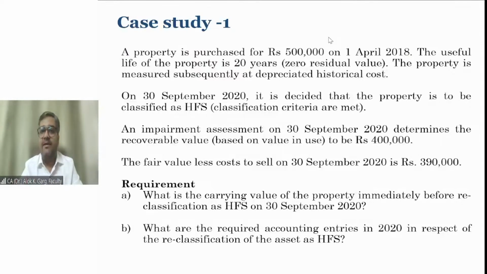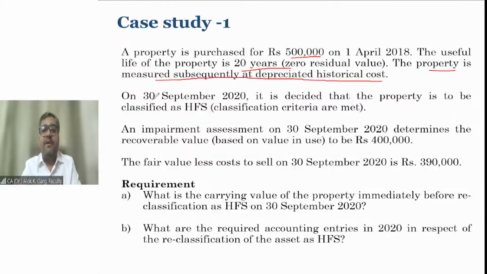In your mind, it should come like, okay, 20 years is the life, and no residual value means 5 lakh divided by 20, 25,000 is per annum depreciation. We got three pieces of information: cost of the asset, date of purchase, useful life, depreciation. The property is measured subsequently at depreciated historical cost, means cost model. Okay, means it is a property, plant and equipment. Cost model is there. 25,000 is per annum depreciation. 5 lakh is cost. Date of purchase is 1st April 2018. This is all the information which we have gathered after reading paragraph number 1.